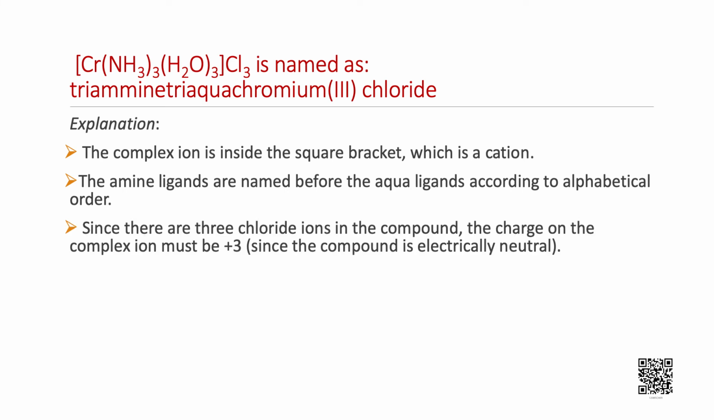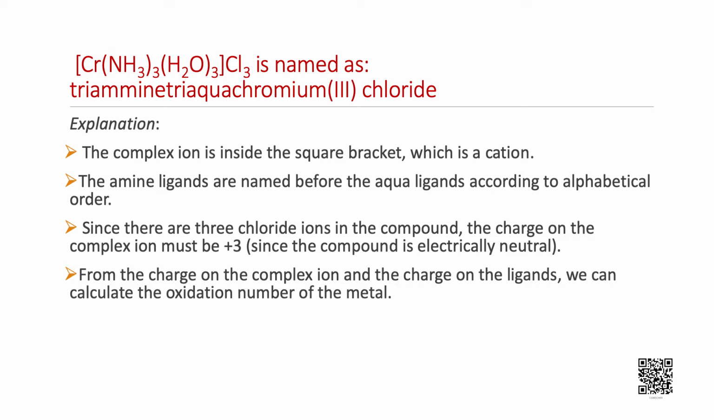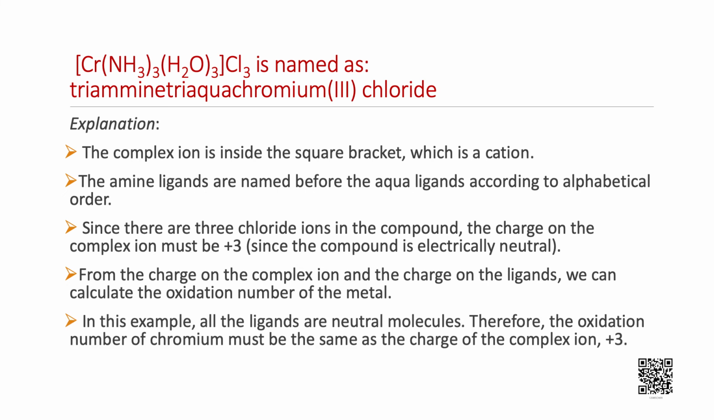Since there are 3 chloride ions in the compound, the charge on the complex ion must be +3. Since the compound is electrically neutral, from the charge on the complex ion and the charge on the ligands, we can calculate the oxidation number of the metal. In this example, all the ligands are neutral. Therefore, the oxidation number of chromium must be the same as the charge of the complex, that is +3.